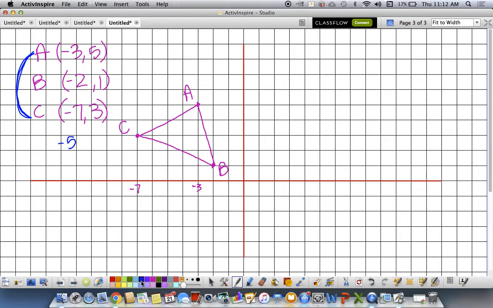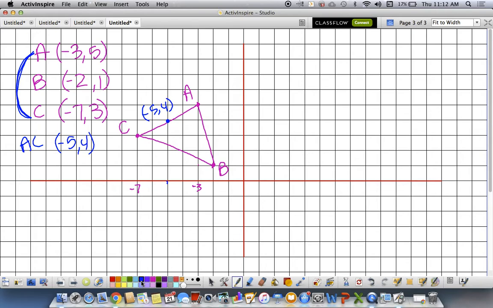5 plus 3. 8 divided by 2 is? 4. So the midpoint of AC is negative 5, 4. So where's negative 5? Here. Go up 1, 2, 3, 4. Should it be on the line? Ish. So that's negative 5, 4, which is the midpoint.